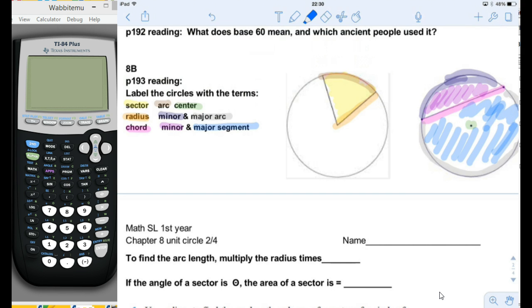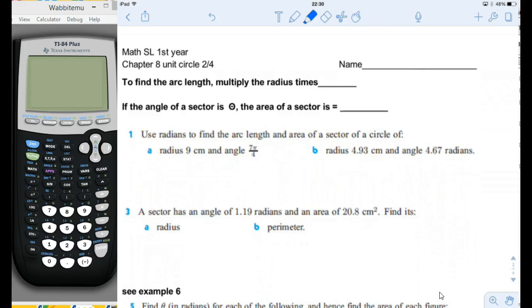Anybody getting hungry? To find the arc length, multiply the radius times the angle. And if you read in the book, you can see that the arc length, L, is equal to theta times r. Okay, so it's the radius times the angle of the arc. If the angle of the sector is theta, the area of the sector would be 1/2 theta r squared. Okay, these two formulas are given to you in the formula sheet. You just need to remember what's what.